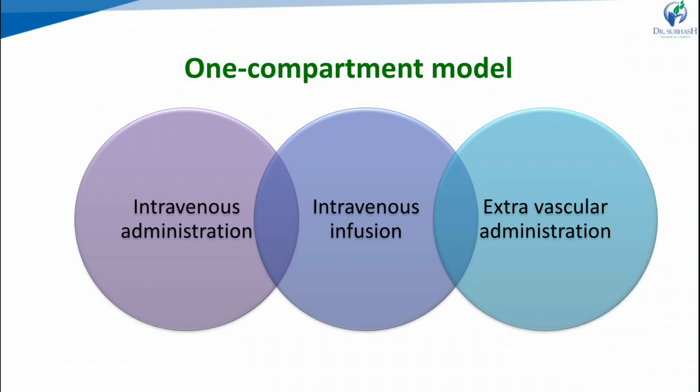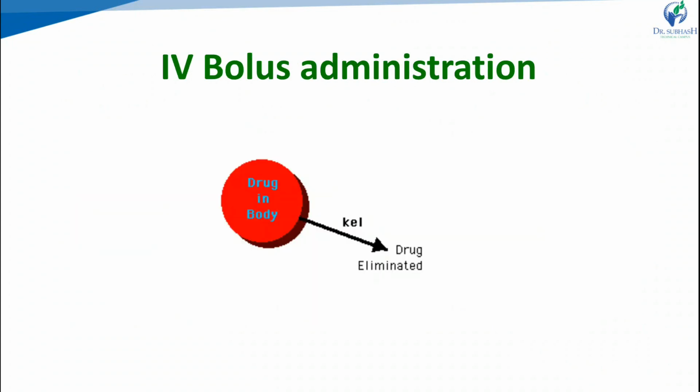The one compartment open model is further classified into the one compartment open model with IV bolus administration, the one compartment open model with IV infusion, and the one compartment open model with extravascular administration. We will see them one by one. The first one is the one compartment open model, where one compartment means we assume the total body as one compartment, and open means the rate in goes with the rate out. So that is the one compartment open model for IV bolus administration.